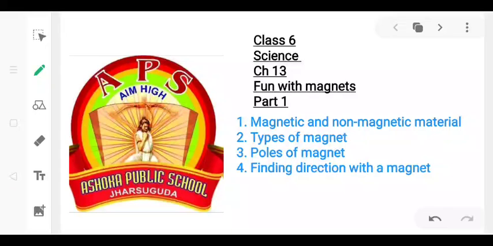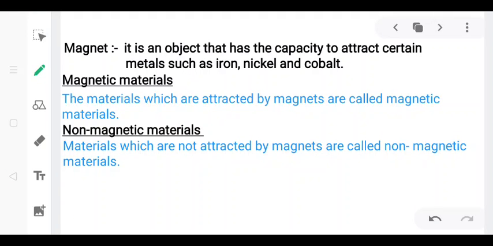Hello everyone. Today we are going to read Fun with Magnets, and in this part we are going to read about magnetic and non-magnetic materials, types of magnet, poles of magnet, and how we can find direction with the help of a magnet. So first of all, let's know what is a magnet.